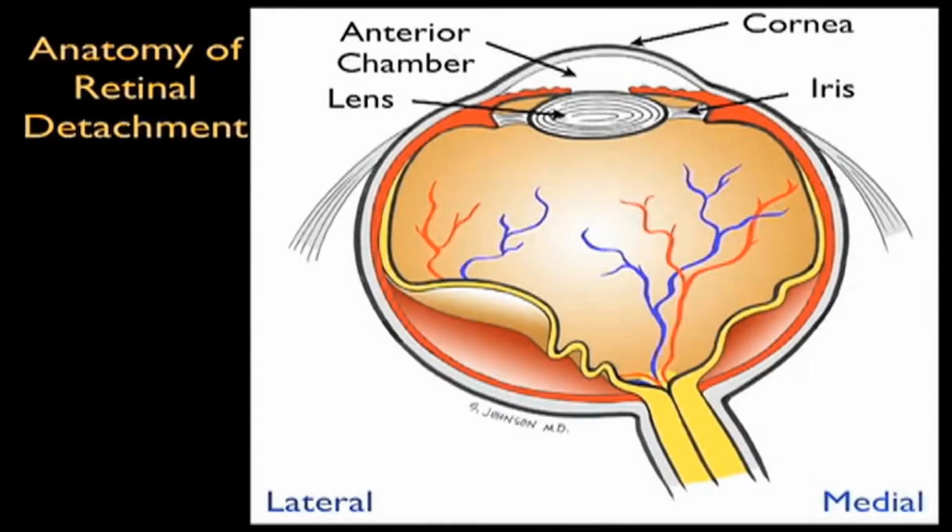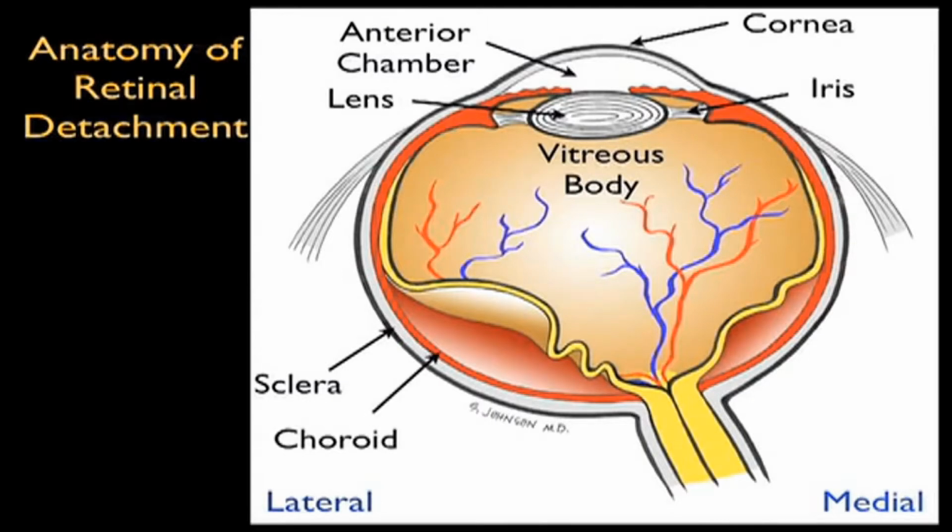Now let's take a look at an illustration showing the anatomy of a retinal detachment. We note the anterior structures of the eye, the cornea, anterior chamber, lens, and iris are all normal in this illustration. The pathology exists in the posterior aspect of the eye, in the posterior part of the vitreous body. And we note here that the retina has buckled away from the choroid, both medially and laterally. And this is a very bad thing because the blood supply to the retina exists through the choroid, and the lack of opposition of these two layers will cause ischemia of the retina with time.